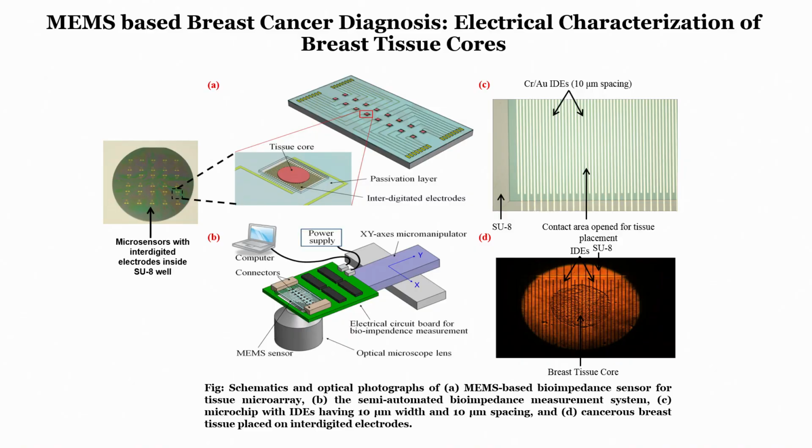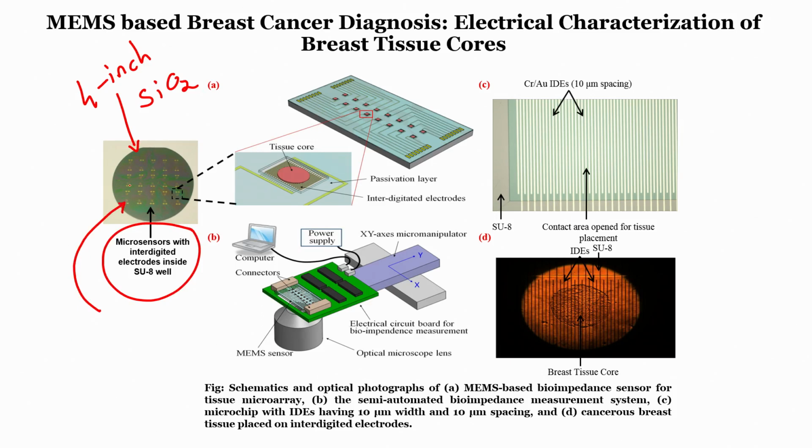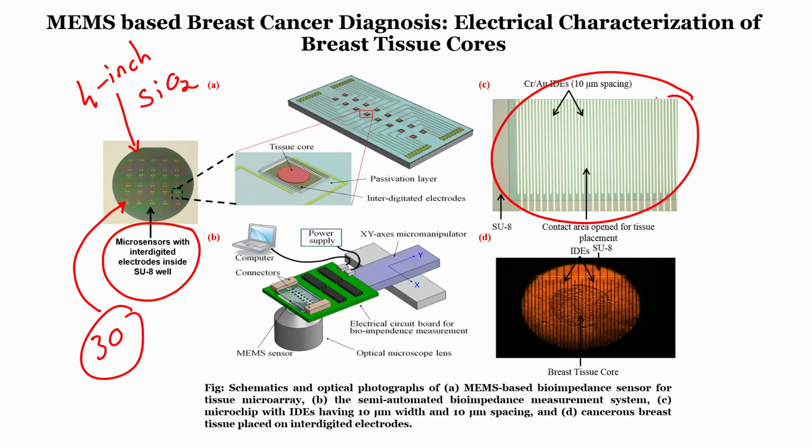All right. So, if you see the slide, here you see a 4 inch oxidized silicon wafer on which there are several sensors, around 30 sensors, and each sensor has interdigitated electrodes, okay, and over the interdigitated electrodes we have a SU8 boundary. So, what does it mean?